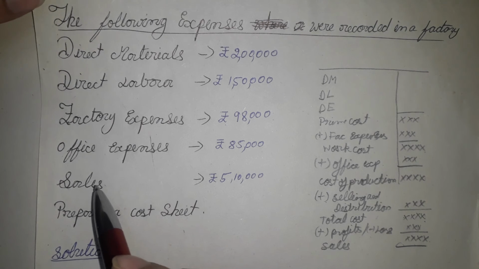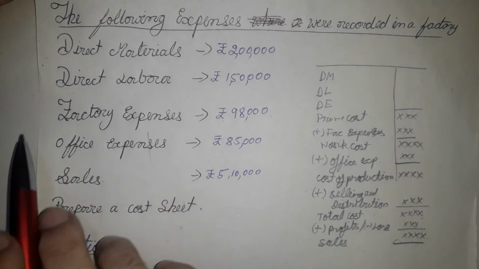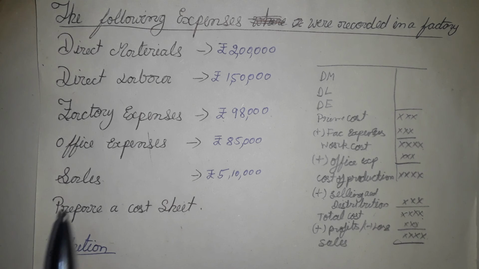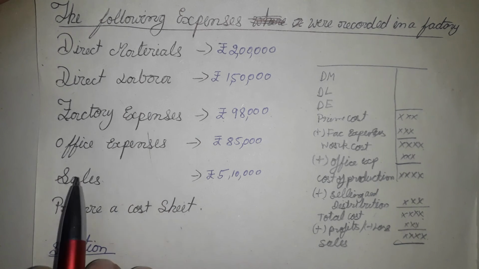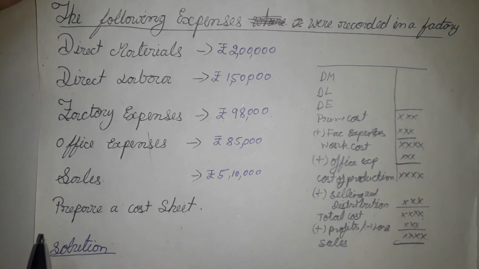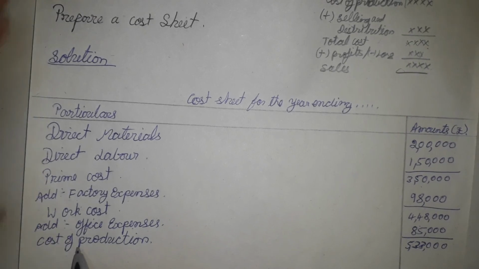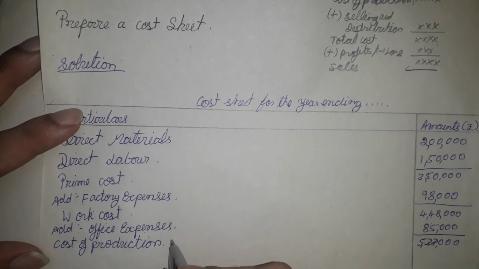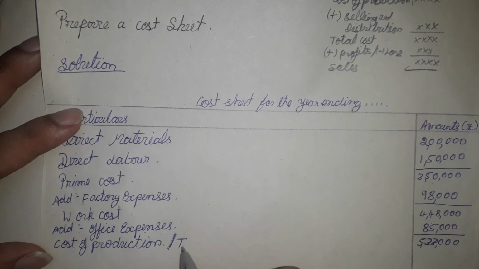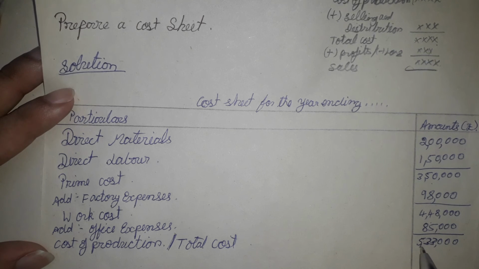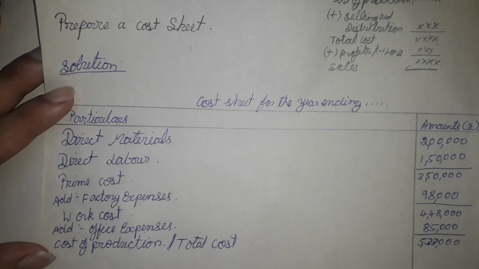We directly move on to our next, that is profit or loss. Is it given in our question? No. So we have to record our sales as our next item, because that is the only thing left with us now. So here this cost of production itself is treated as our total cost. You know why, right? We don't add any selling and distribution expense because it is not given here. So 5,33,000 itself is our total cost.